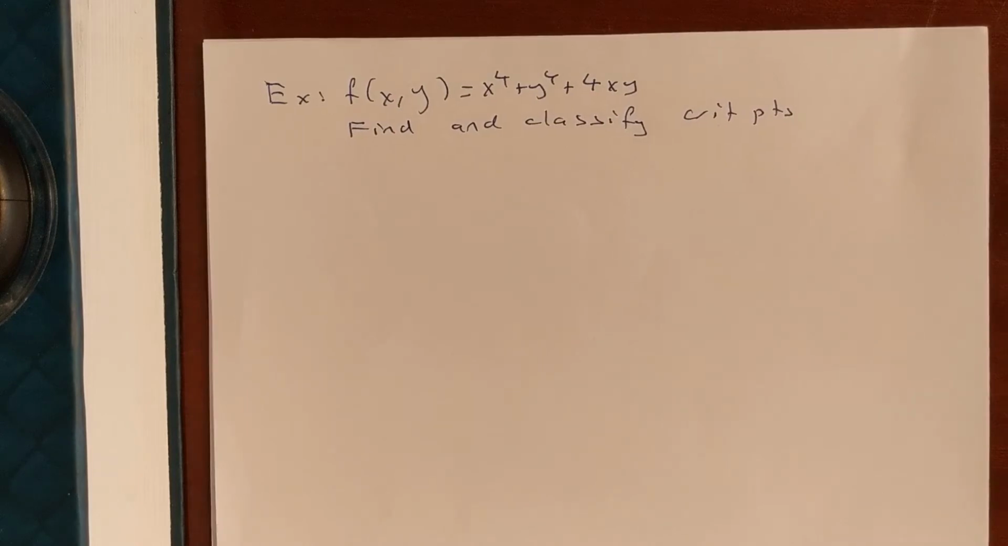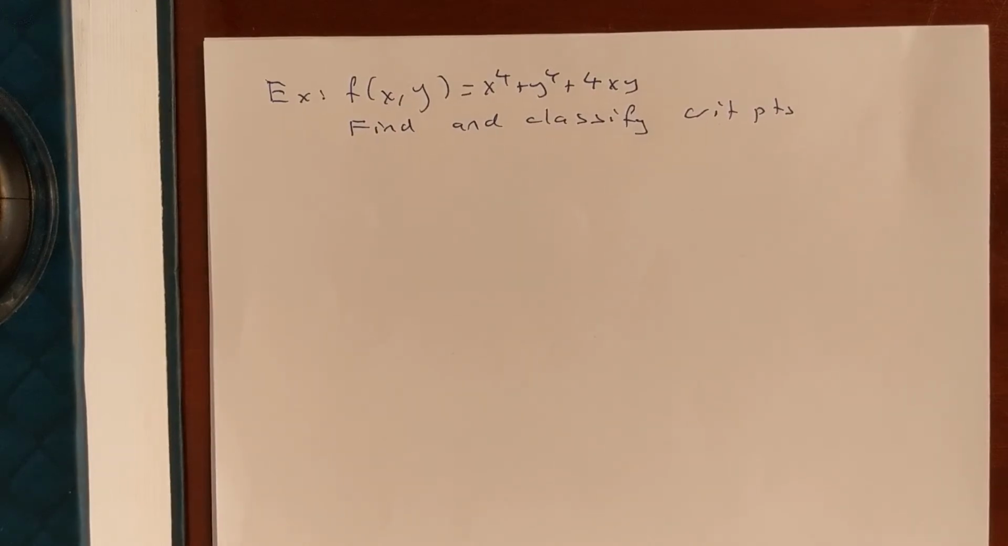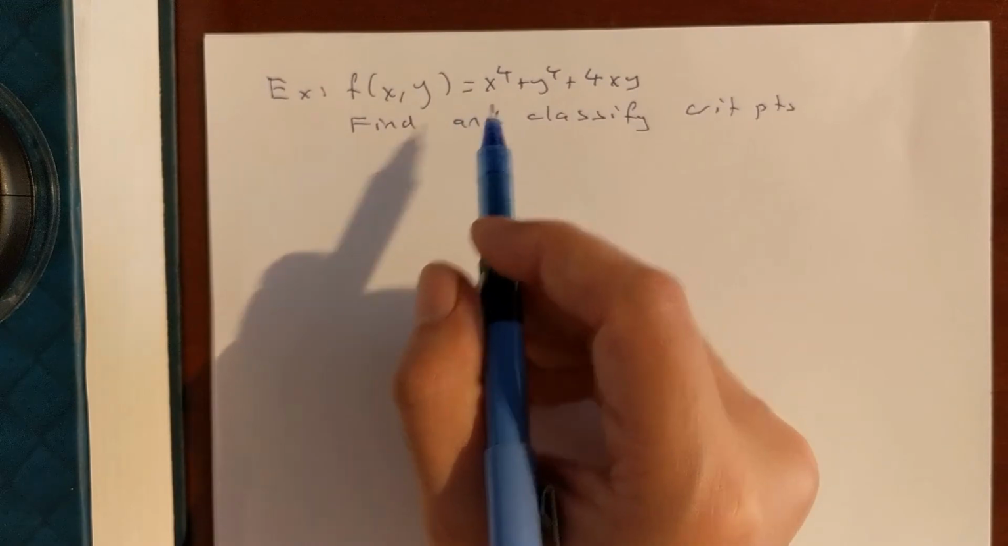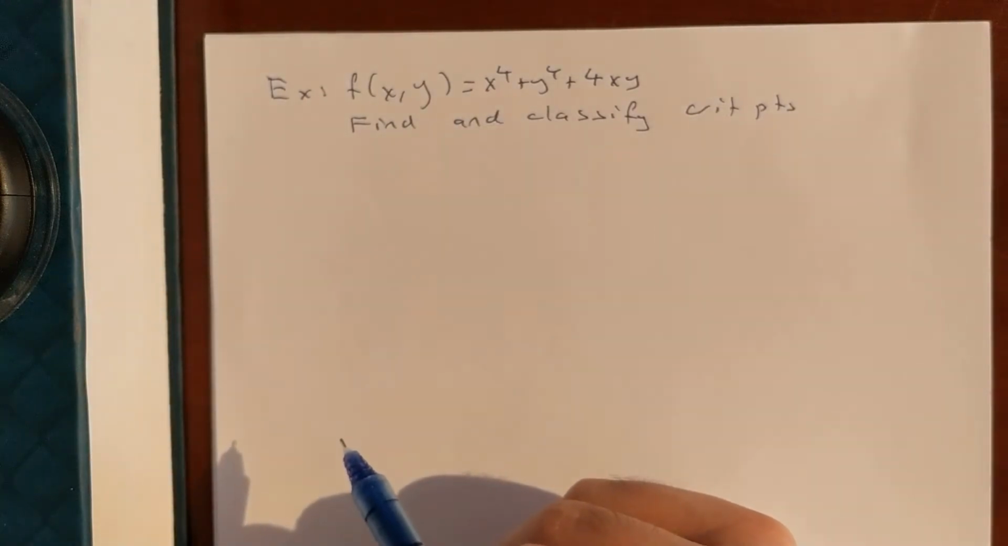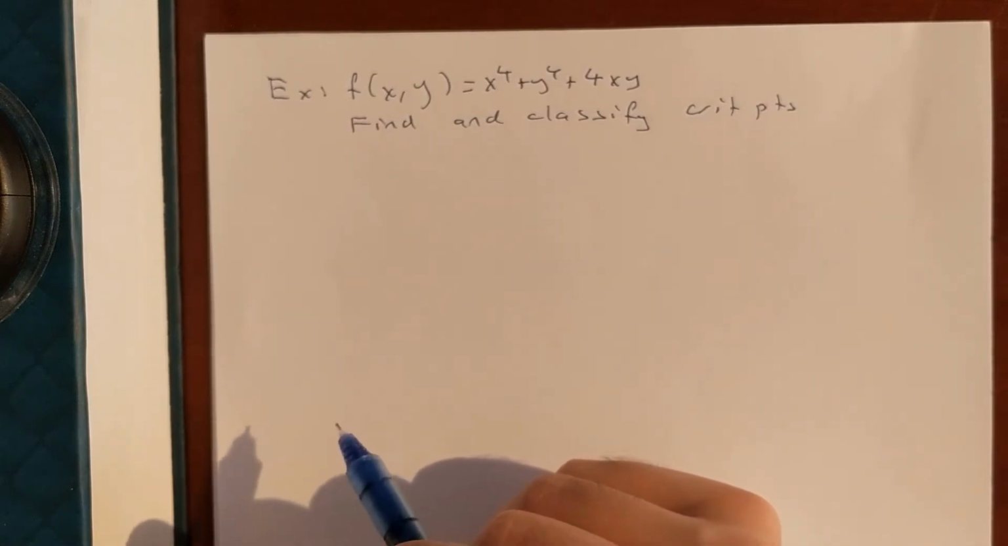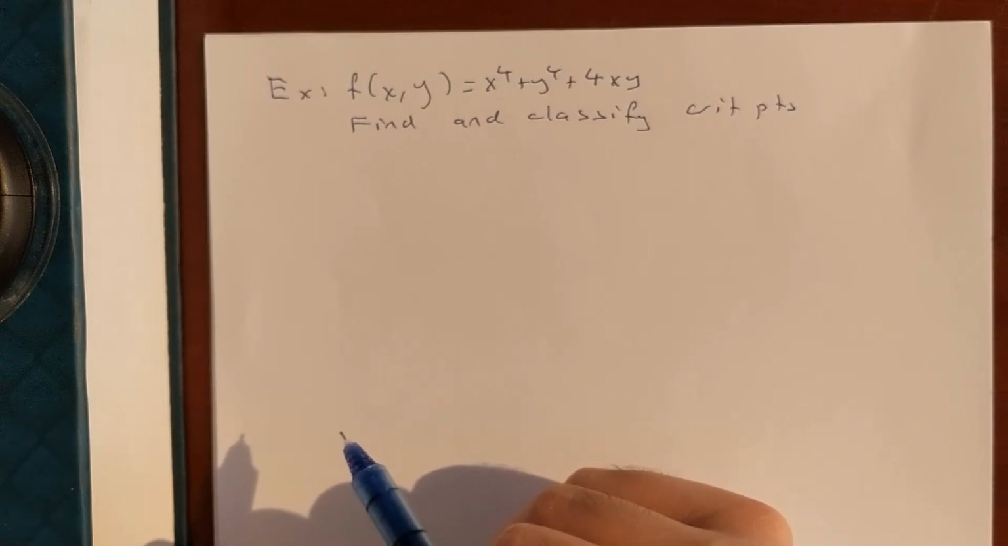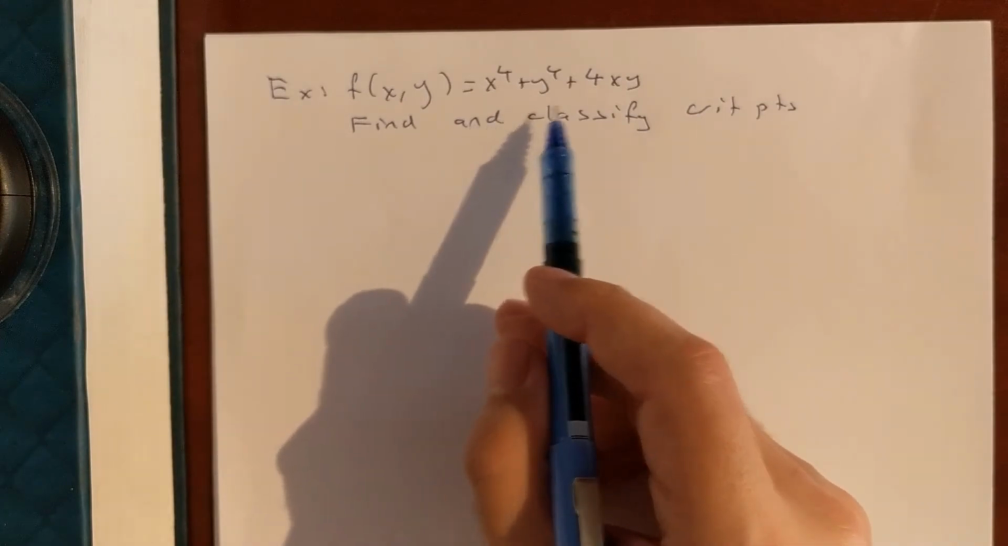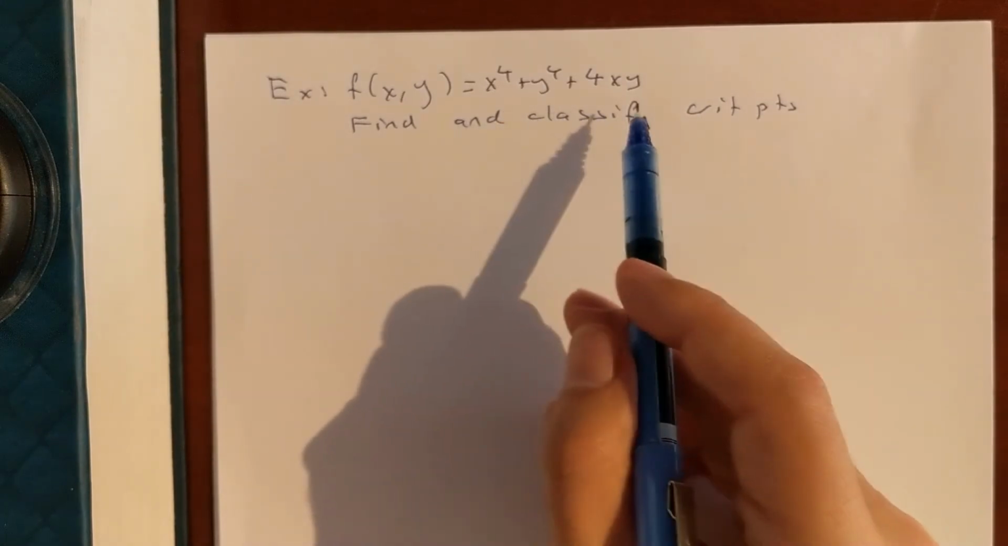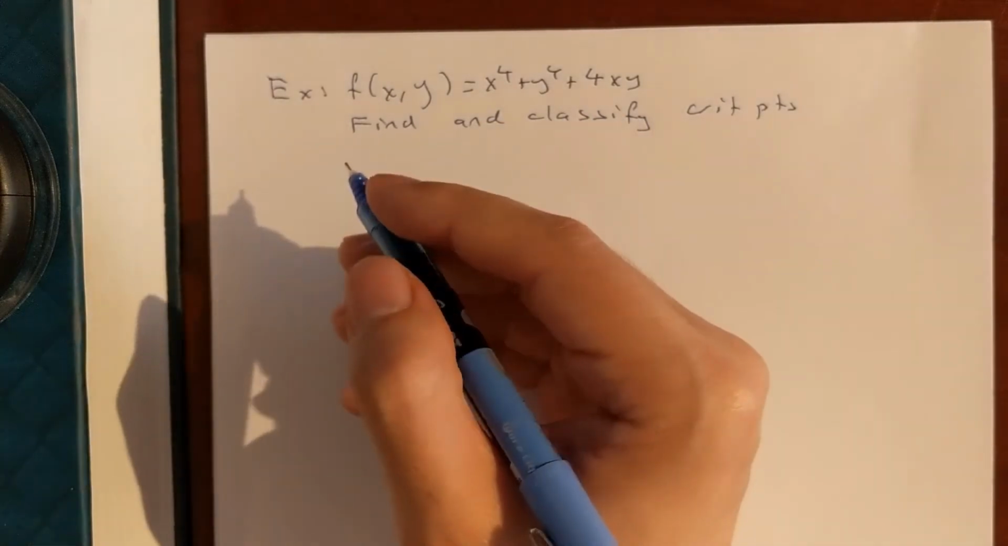All right, folks, we're back with another example. We have a function f of xy equal to x squared plus x to the fourth plus y to the fourth plus 4xy, and we would like to find and classify all the critical points. This one is a little bit more complicated. The first order of business is we need to find the points where the derivatives are 0. First of all, the domain of this function is all points in the plane.